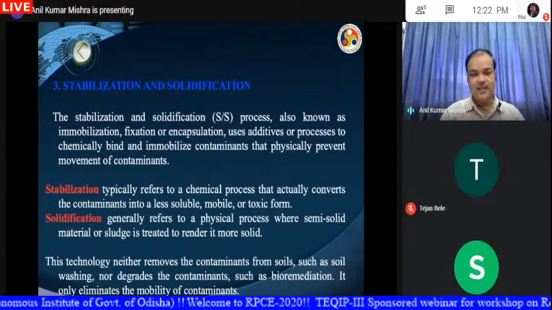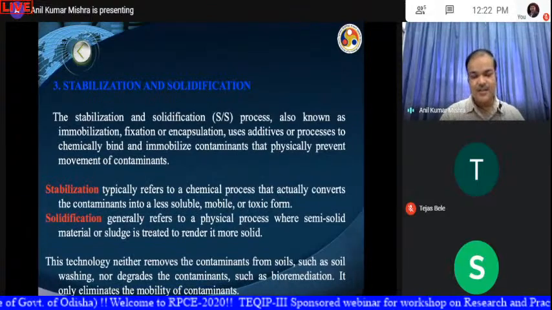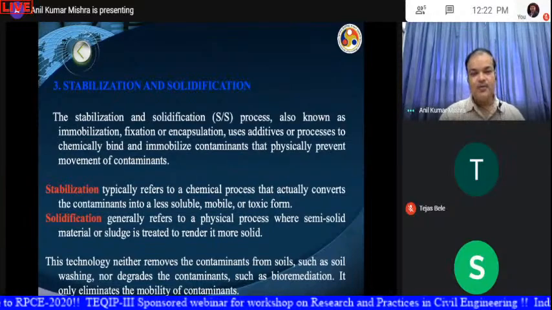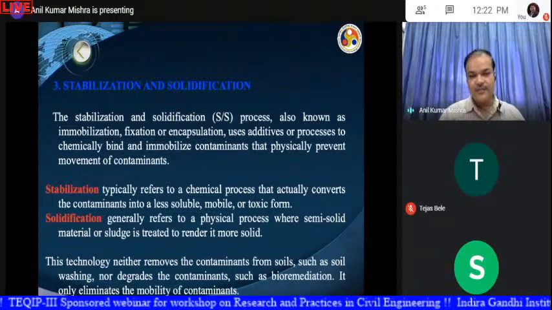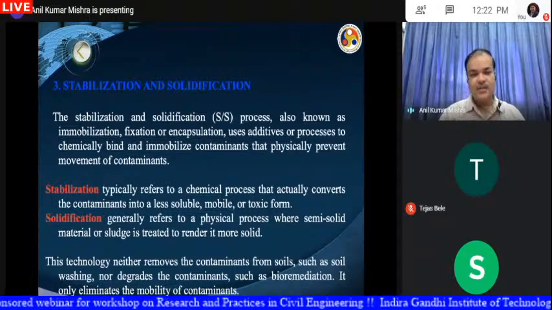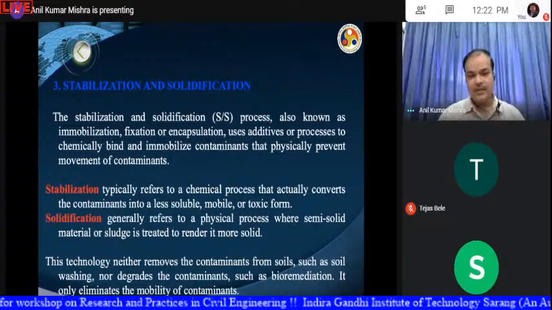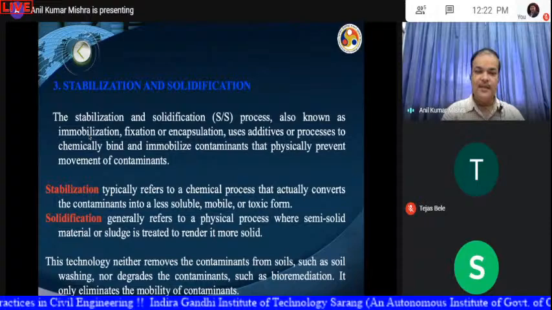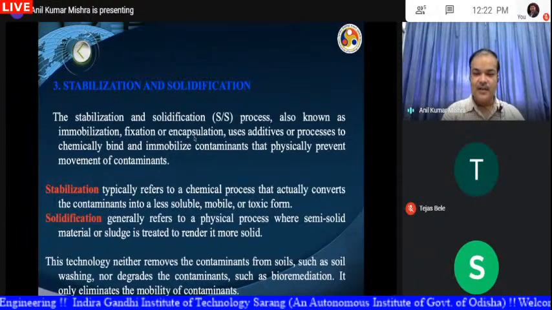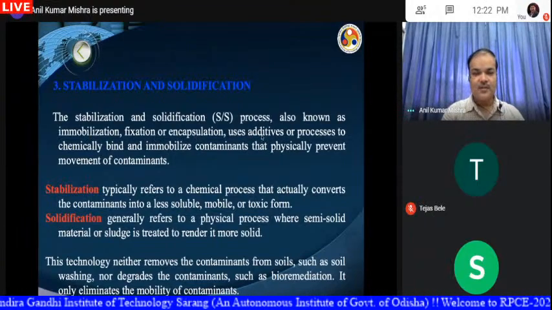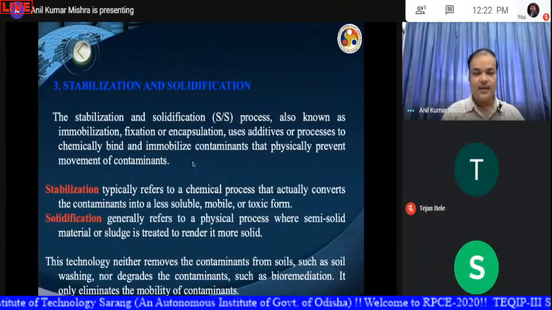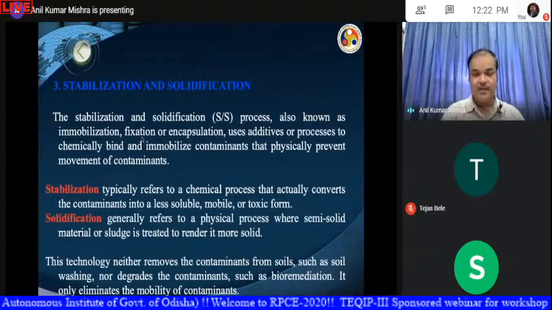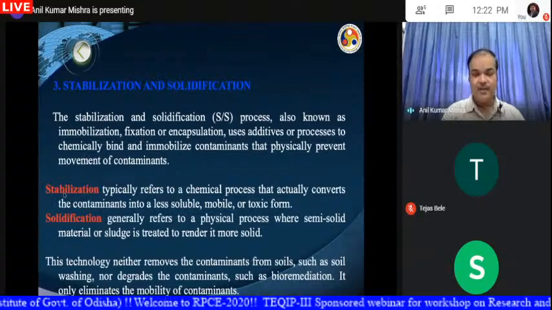Next is stabilization and solidification. In fact, this is not a remediation technique. This is only to stabilize the soil or solidify the soil such that it will not move further, and then we can go for a treatment method. So in this process, the soil will be immobilized or encapsulated using different additives like chemicals, and then arrest those contaminants in the soil.